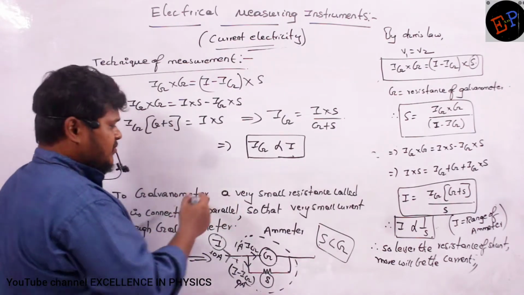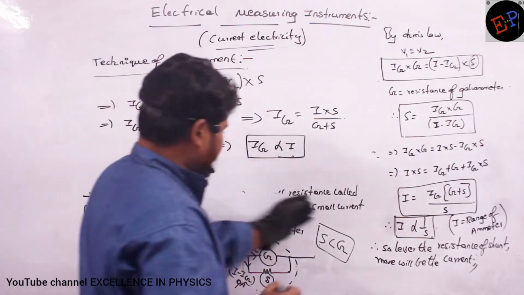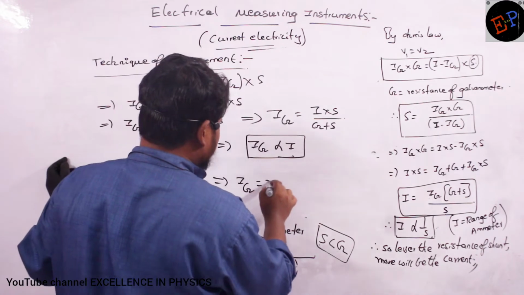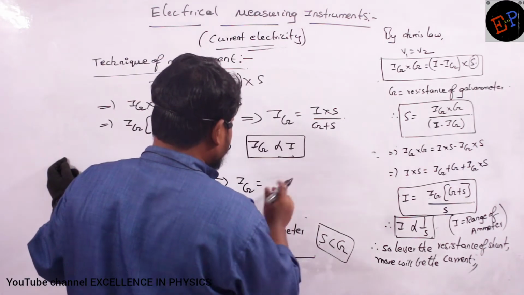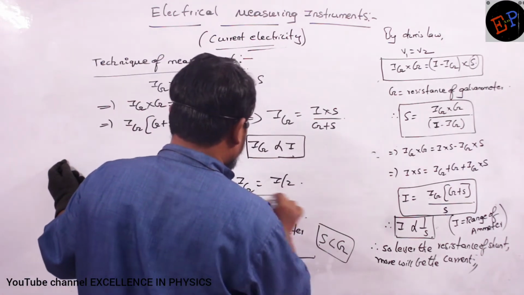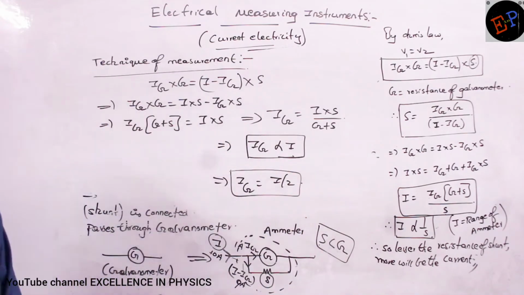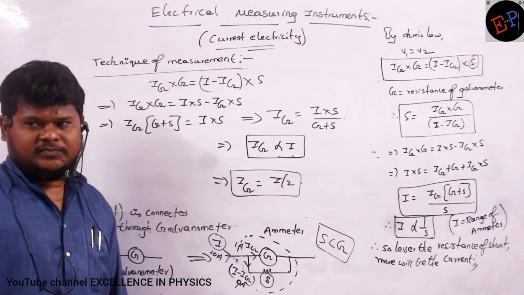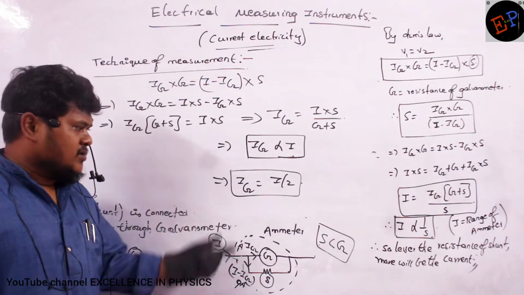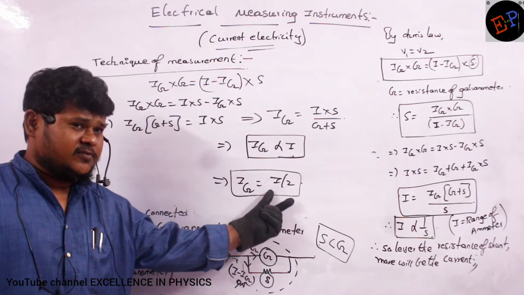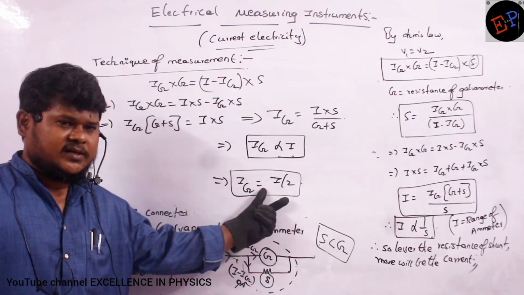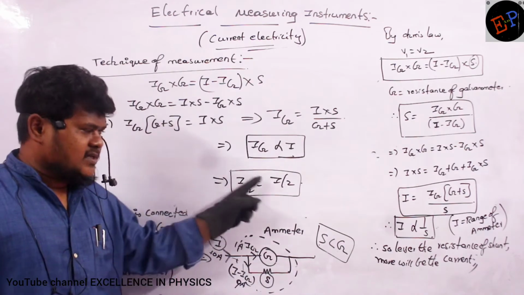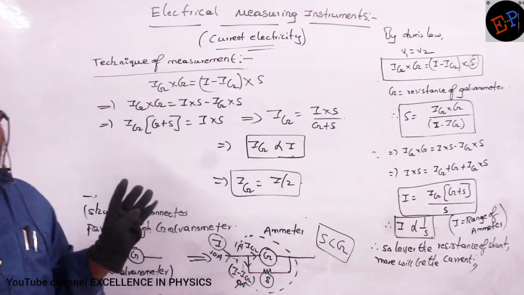For example, let us take one example. If I write Ig is equal to I by 2, what do you understand? Here the proportionality constant is half, 1 by 2. What is the meaning of this? Ig will be exactly half of I. Are you able to understand?